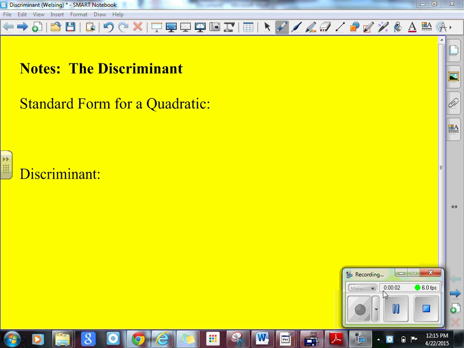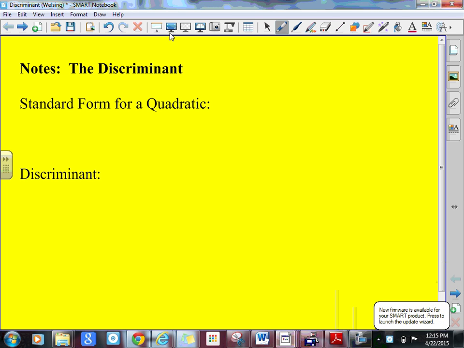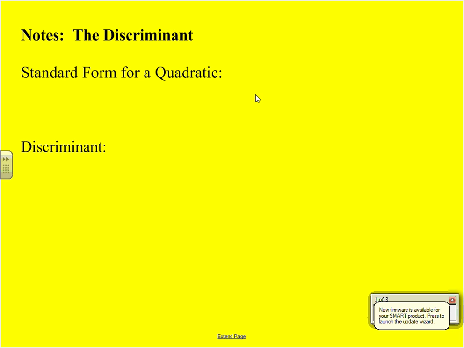Welcome to your notes on finding the discriminant. Today we're going to learn the first part of something called the quadratic formula. And so inside the quadratic formula, which is a way to find the zeros of an equation, is something called the discriminant. And the discriminant is based off of what we already know as standard form for a quadratic equation.